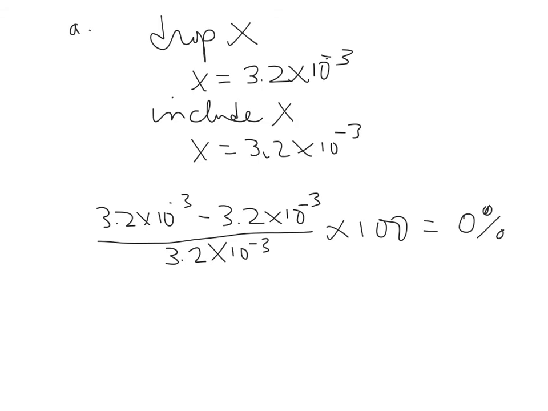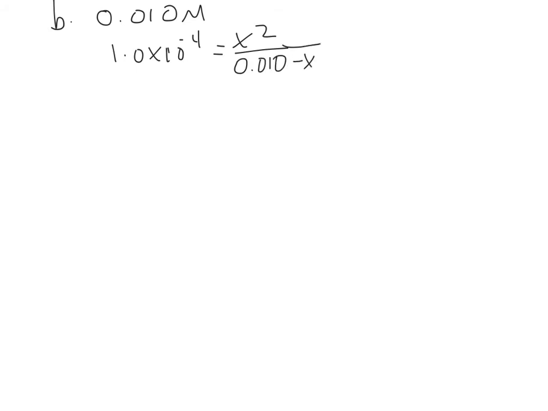All right, it's a different story when you... And so with part B, it's a more dilute solution. So it's 0.010 as opposed to 0.10 in the last example. And you would set it up the exact same way. You'd have 1.0 times 10 to the minus 4 equal to x squared divided by 0.010 minus x. And it's the same question here. Can we drop this x or not?